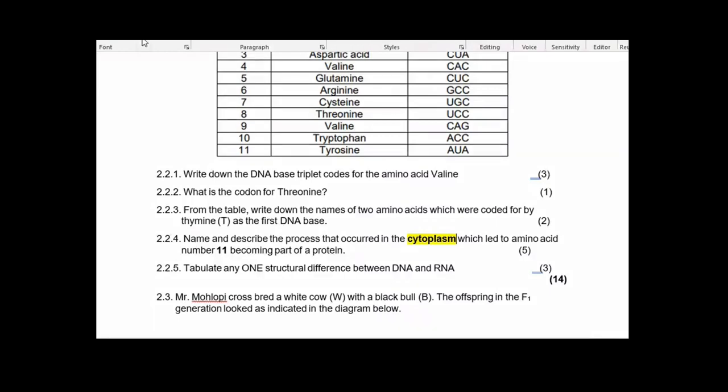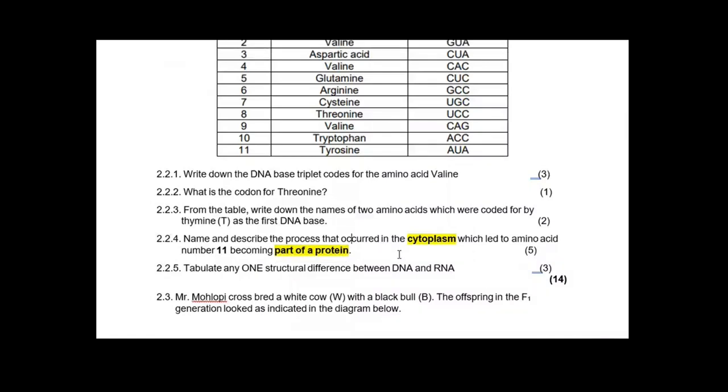And the clue they give you is that it's the one that happens in the cytoplasm that leads to amino acid number 11 becoming part of a protein. And there's another clue that's given to you there. Usually what jumps into your brain as a grade 12 learner when you read about a process is transcription, isn't it? I'm sure your teacher taught you that transcription is what they ask a lot, and that's true, but they give you another clue here. They're saying it happens in the cytoplasm.